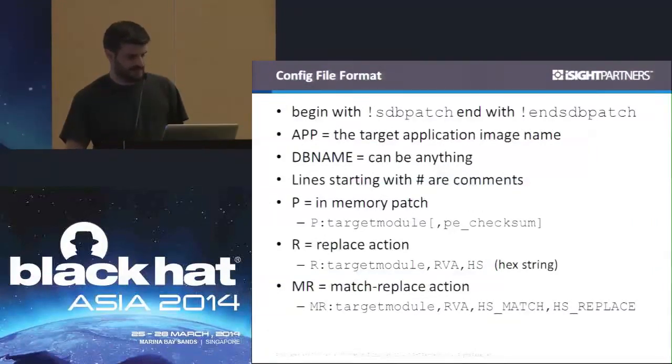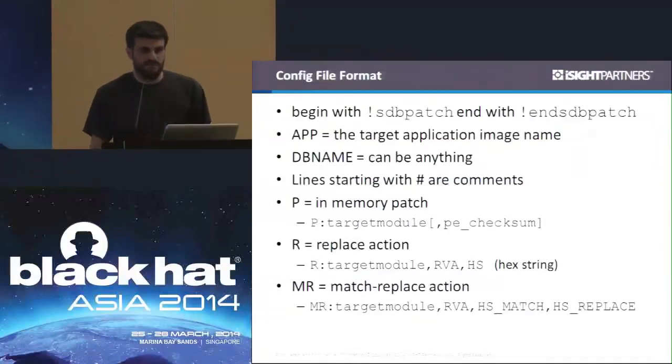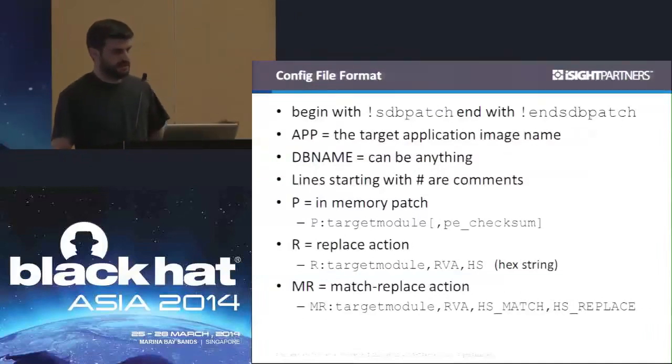You can have some comments, and there's really three things you can do. There's P, R, and MR. So P will define a new matching files entry. And so within a matching files entry, all I allow you to do is give a target module, which can be a DLL or some type of image name, and optionally you can have a PE checksum.